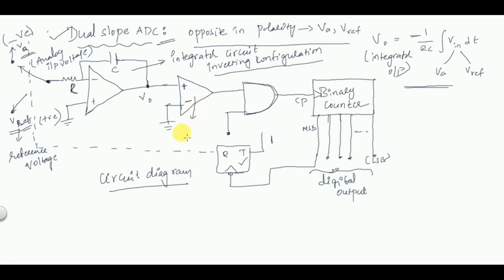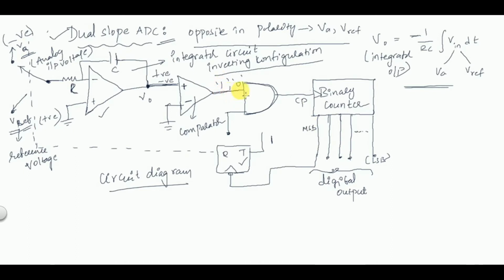Next is a comparator circuit. The output of the integrator may be either positive or negative. If it is positive, then the output of the comparator is 1. If it is negative, then the output of the comparator is 0. So the output of the comparator depends on the negative or positive voltage from the integrator, and the integrator depends on the VA or V reference value.